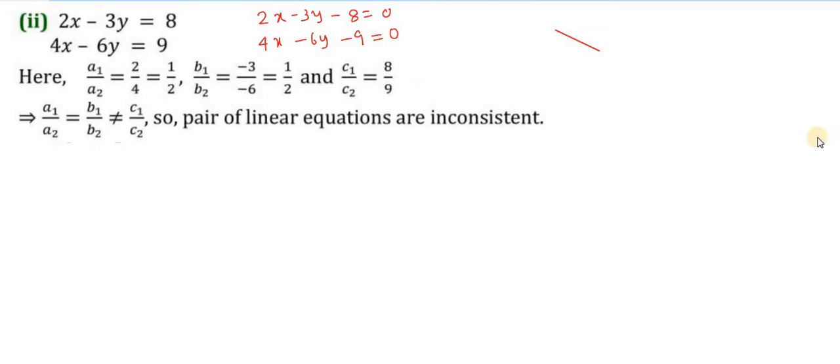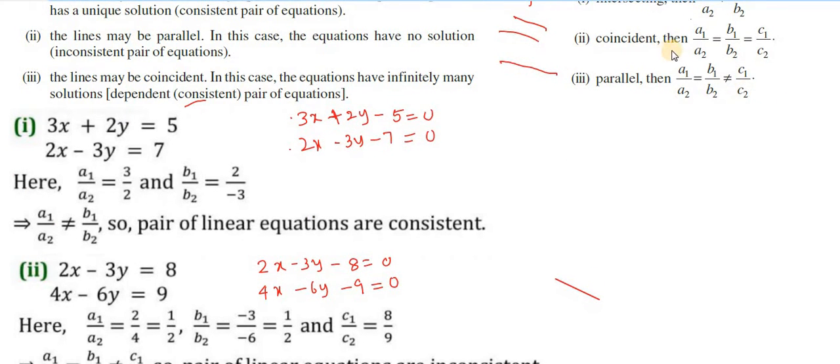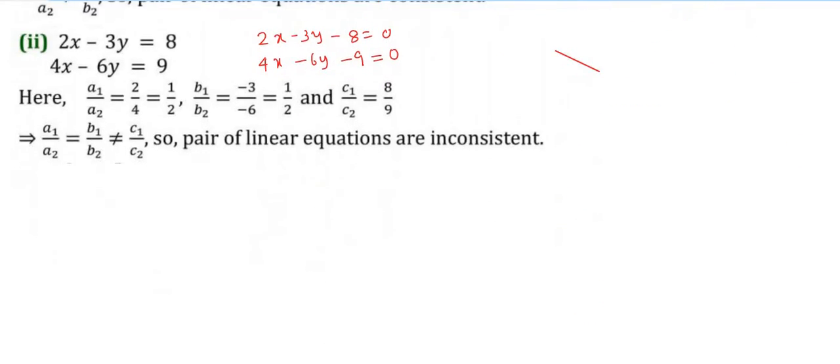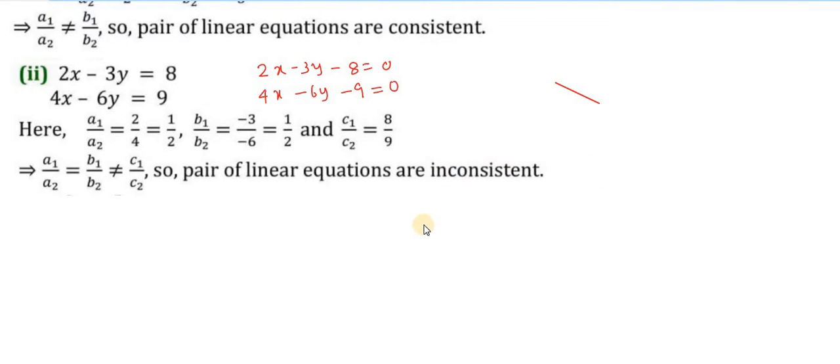So here we know that a1 by a2 is equal to b1 by b2 is not equal to c1 by c2. Therefore it is a pair of parallel lines. If it is parallel lines, in this case the equation has no solution, therefore it is inconsistent. I hope all of you understood this.